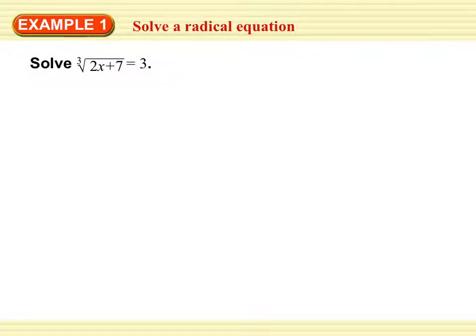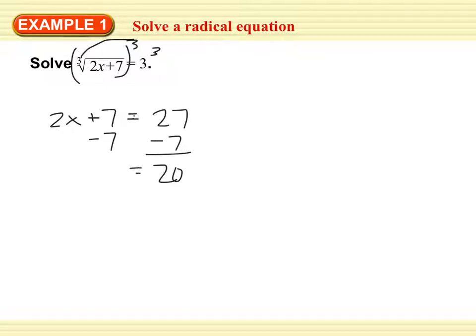It's the same one. So I've got the radical isolated on the left. So I need to raise this whole thing to the third power. That third power gets rid of that cubed root, so I just get 2x plus 7 on the left and 3 to the third power, which I believe is 27, on the right. Go ahead and solve it just like we learned to solve equations in past courses, really, not even in this course. X equals 10.